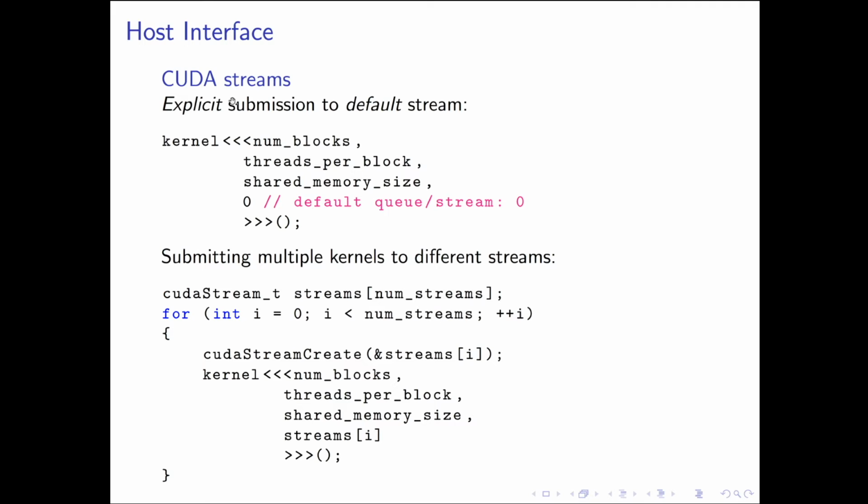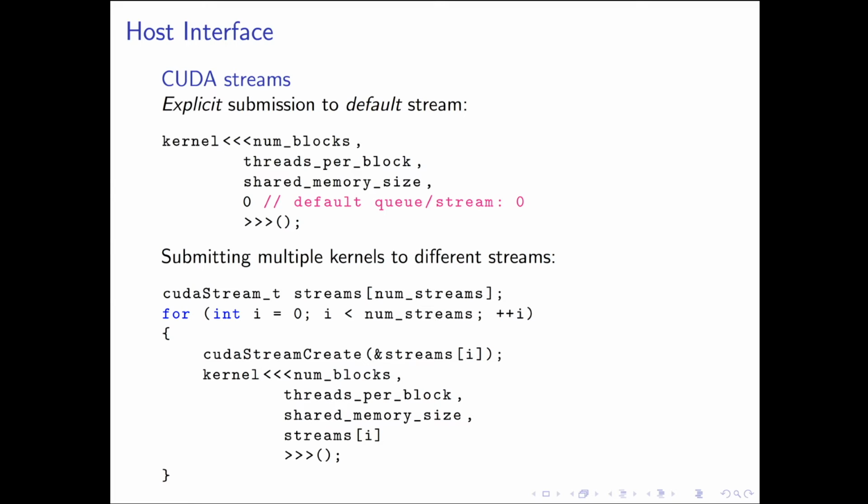When we want to submit into a stream, we specify the stream that we want to submit into as the fourth kernel parameter. Consequently, we then also have to specify the shared memory size. Even if we don't use shared memory, we just pass 0 there, and then we can pass the stream. The default stream is associated with the integer 0, so when we pass a 0 here, we will submit it to the default stream.